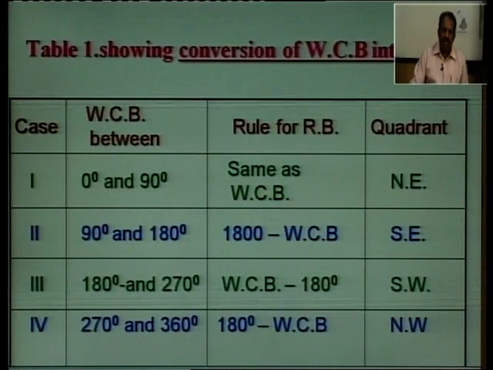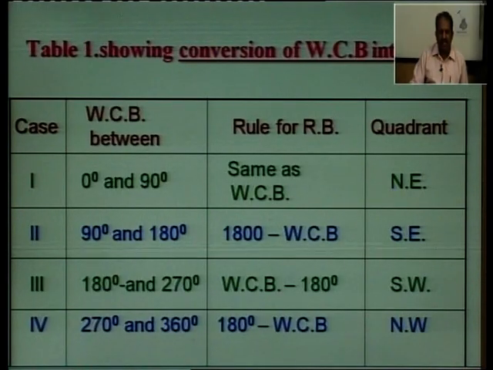So, there is a table which shows how we convert whole circle bearings into the corresponding reduced bearings. Case 1: if we have a whole circle bearing between 0 and 90 degrees, the rule for reduced bearing is that it is the same, and the quadrant is northeast, quadrant number 1. If the whole circle bearing lies between 90 and 180 degrees, the rule is 180 degrees minus the whole circle bearing, and the quadrant is southeast, or second quadrant.